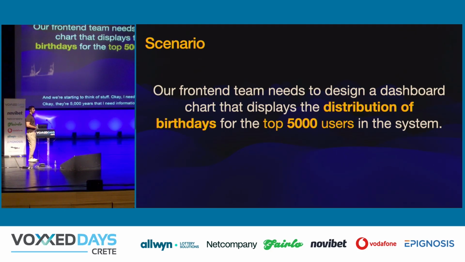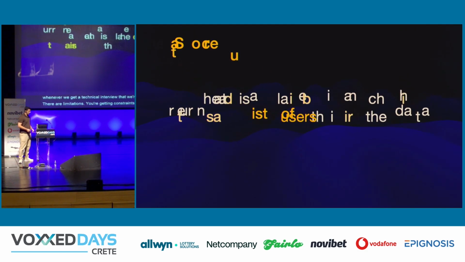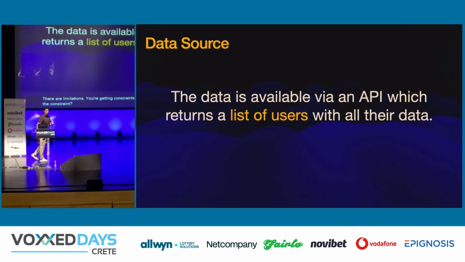Whenever we get a Jira ticket or whenever we get a technical interview, a system design interview, there are limitations. You're getting constraints and information to work with. So what's the constraint? First, before we get to the constraint, the data is available via an API, which returns a list of users with all the data. Check mark, fantastic. I can get information from somewhere.